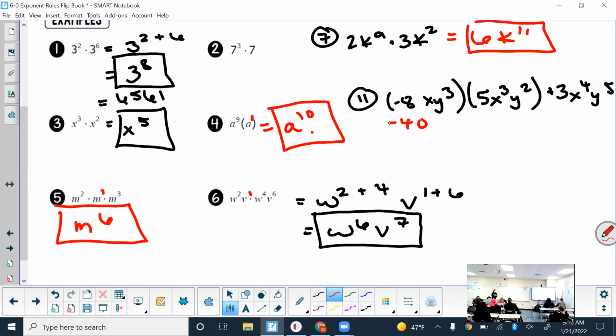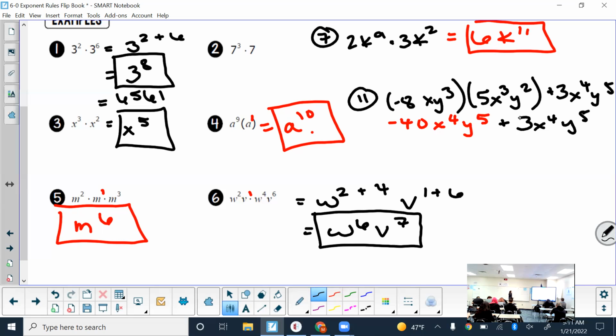Negative 40, good. And then it's the variables that you use your product rule on. So x to the 1 times x cubed, what do I get? X to the 4, good. And then y cubed times y squared is y to the 5th. Questions? All right, and then bring down that other term that we didn't do anything with yet. So 3x to the 4th, y to the 5th.